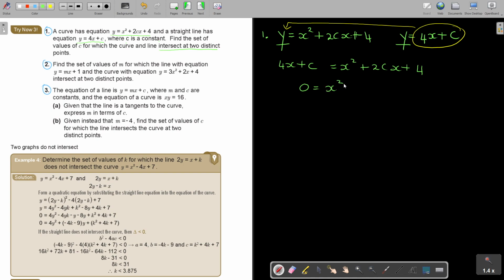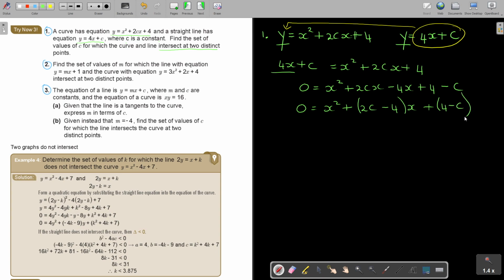So there's my x squared. There's my 2cx. I bring this over. Negative 4x plus 4 minus c. Okay, and I arrange it. So there is my x squared. I take x out as a common factor. Now, if there's a positive in front of the first one, it's fine. I just write it like this. And there is my value of c.